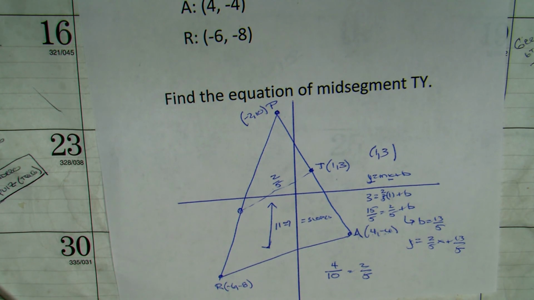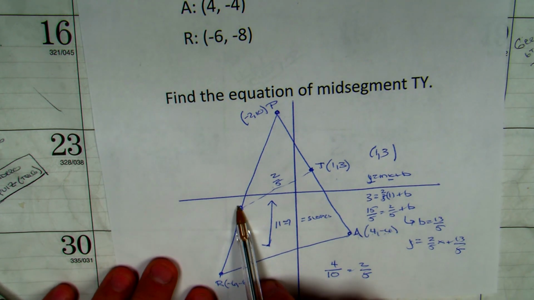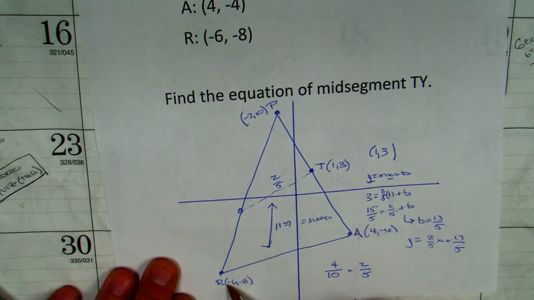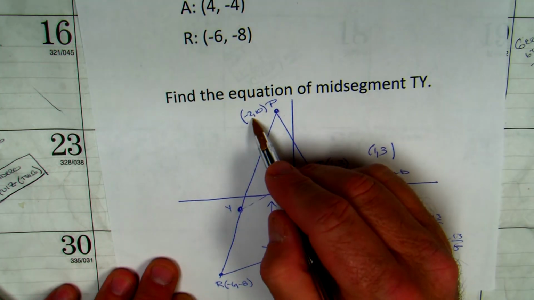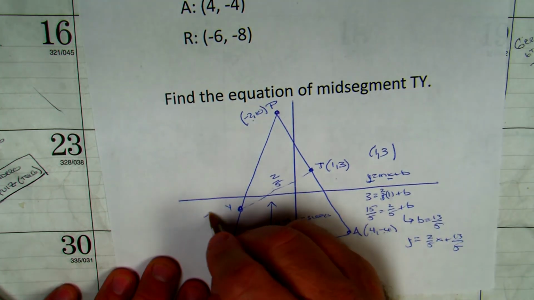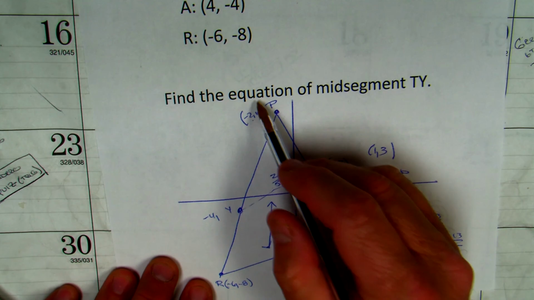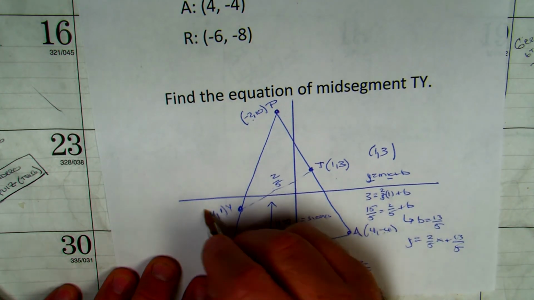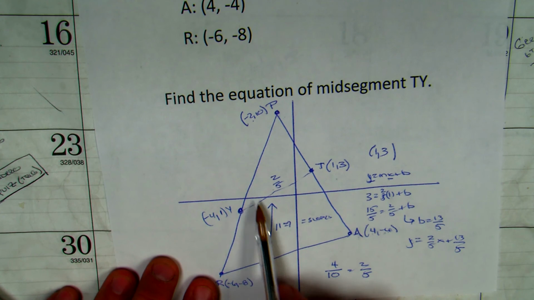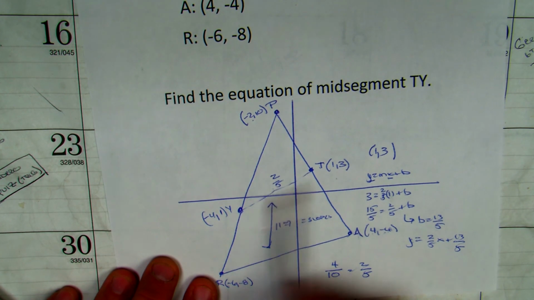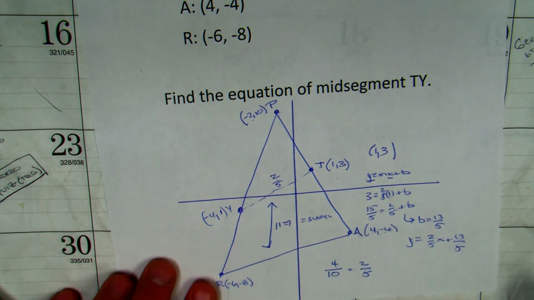Alright, and that's how you do the equation of a midsegment. Now, if you wanted to, you could also get the midpoint over here. So PR, the midpoint of PR, which is Y. -6 plus -2 is -8, half of that is -4. -8 plus 10 is 2, half of that is 1. And then you would just use those 2 points and find the slope. And guess what the slope of that is? 2 over 5. And then you do the same thing, you get the same equation.